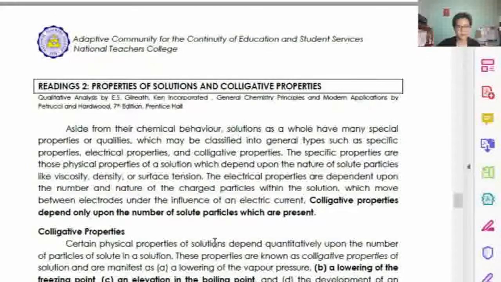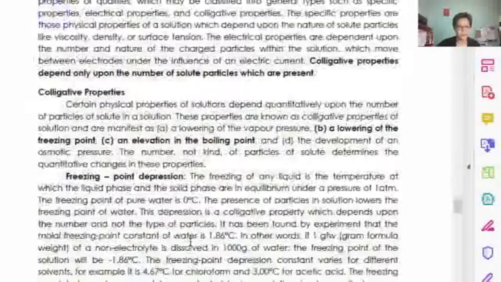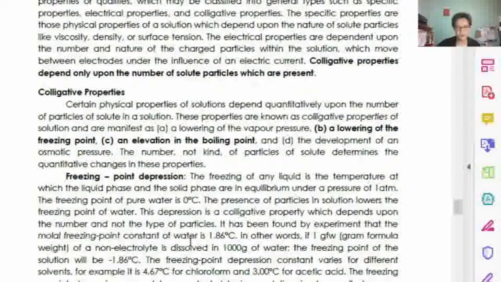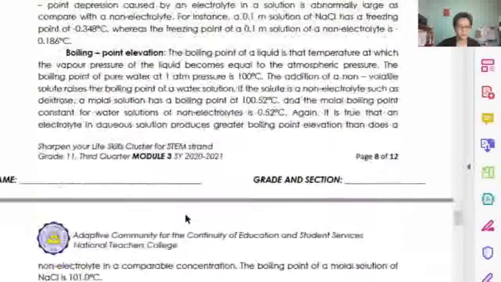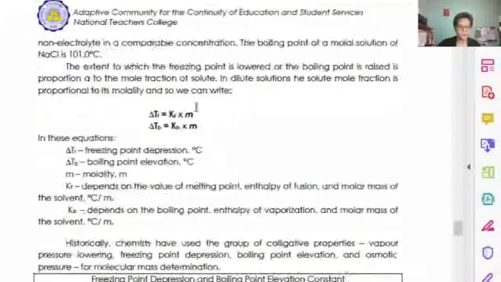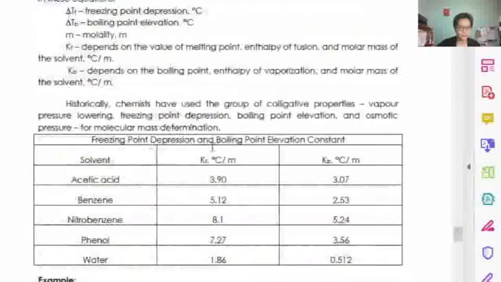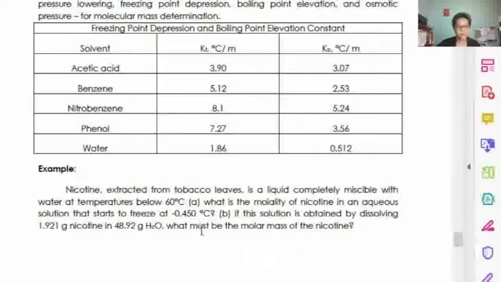Readings 2 is about properties of solutions, and it will focus on colligative properties. Under colligative properties, you have 4, but we will focus on 2 colligative properties, which are lowering of the freezing point and an elevation in the boiling point. Read and understand and take note of the formulas given, and these are the freezing point depression and boiling point elevation constants. Then an example is given.